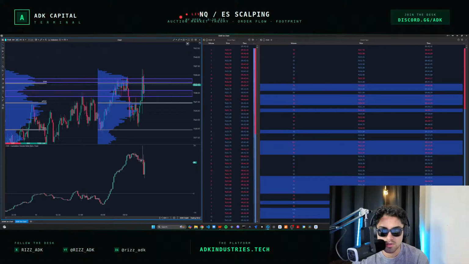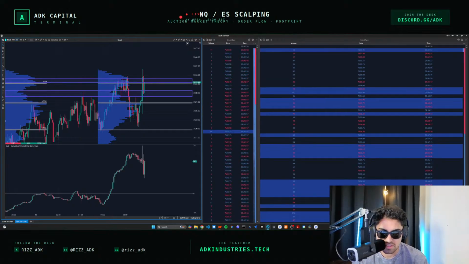Although it's just the first 15 minutes of the market open, already we are seeing that sellers are getting a little bit aggressive. The session delta is not that different. It's just 2,000 contracts to the bid and 1,000 contracts sometimes.